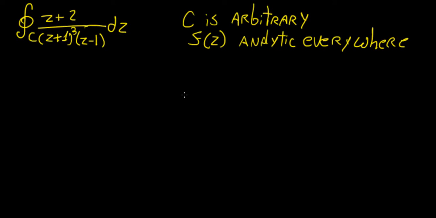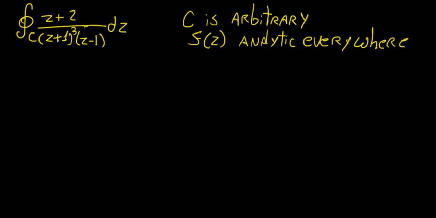Okay, so in this video we're going to do another example of the residue theorem, and essentially we're given this function and it tells us that C is an arbitrary curve and that f of z is analytic everywhere. What that means is that this function is analytic everywhere except for those 2 points that are the poles. So what are the poles that we have here?